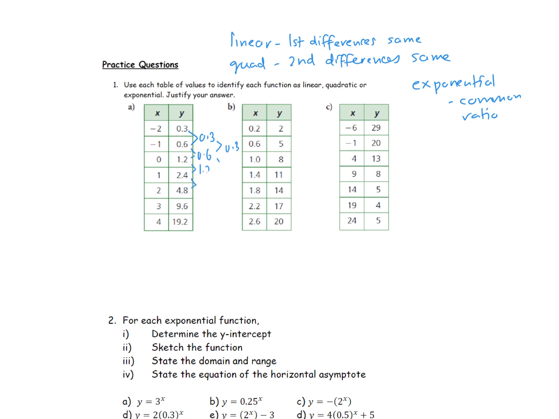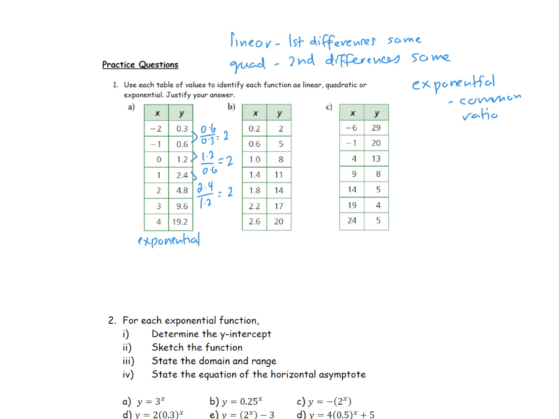So then I'm going to try a common ratio. 0.6 divided by 0.3 is 2. 1.2 divided by 0.6 is 2. And I'll try one more. 2.4 divided by 1.2 is 2. So this has a common ratio of 2, so this one is exponential.